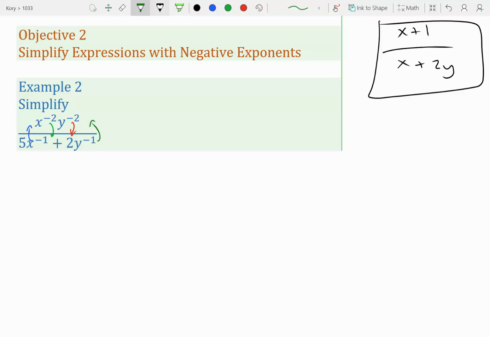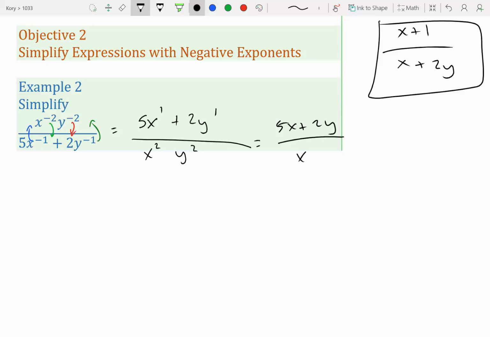So switch that out. We have 5x to the first plus 2y to the first, and that's over x squared y squared. So we never keep anything to the first. That doesn't make any sense to us. It's just to the first power. So 5x plus 2y over x squared y squared.